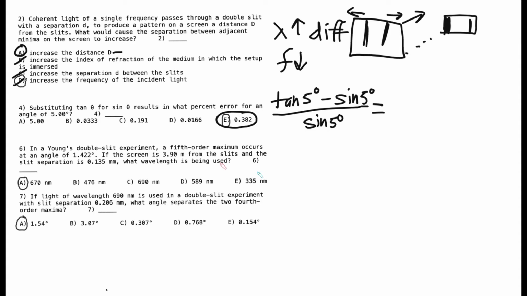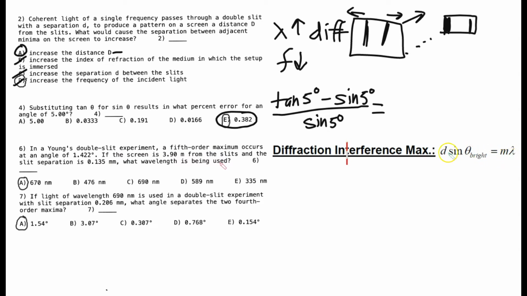In Young's double slit experiment, a fifth order maximum occurs at an angle of 1.422 degrees. If the screen is 3.90 meters from the slits and the slit separation is 0.135 millimeters, what is the wavelength being used? So the diffraction interference maximum is d sine theta bright equals m lambda. Remember, m is an integer there. It's the fifth order maximum. I think m is 5.